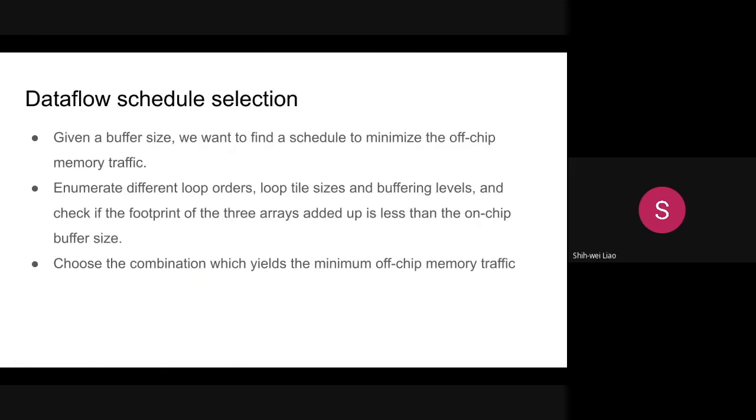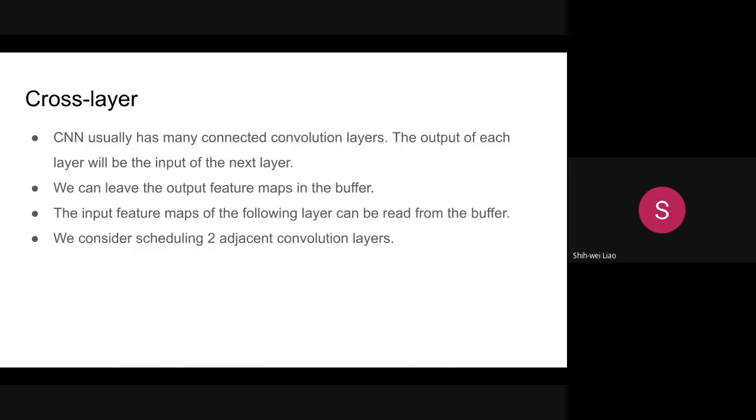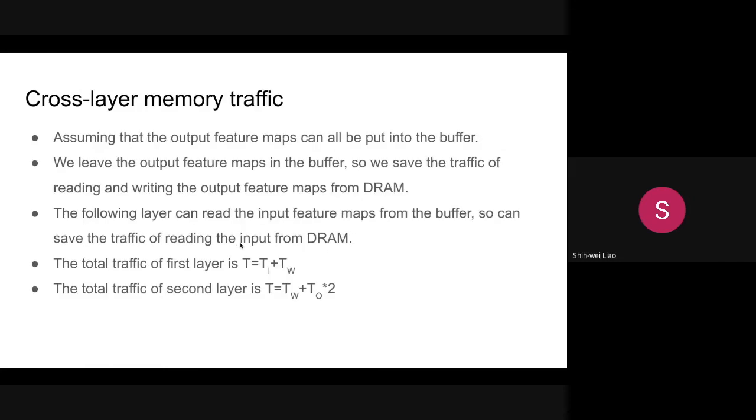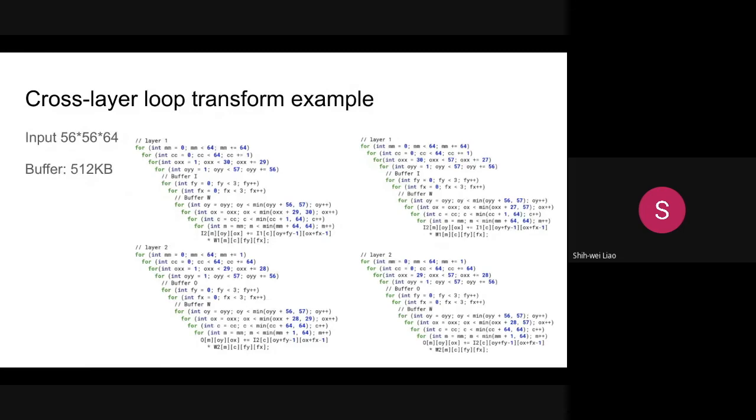And the data flow schedule selection is as follows. You enumerate different loop orders, tile sizes, and the buffering levels, and choose the combination that yields the minimum off-chip memory traffic. And for cross layers, we can leave the output feature maps in the buffer, and as a result, we can save the reloading from DRAM. And we only consider 2 adjacent convolution layers. The cross-layer memory traffic is also analyzed here, and here is the result of 56 by 56 by 64. So the number of channels is 64, and the OX and OY are 56 in our example. And the buffer size is 512 kilobytes.